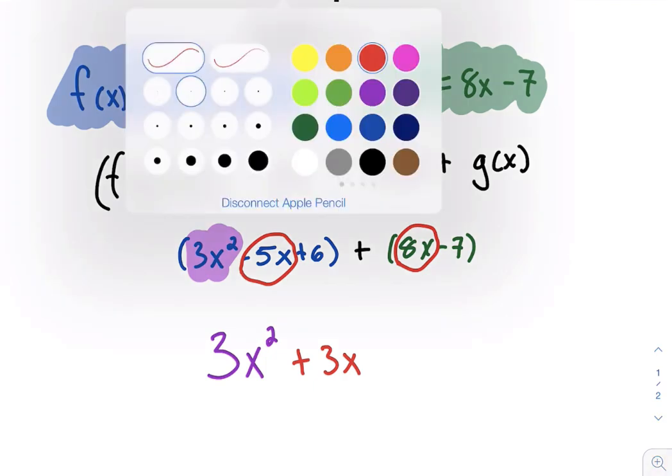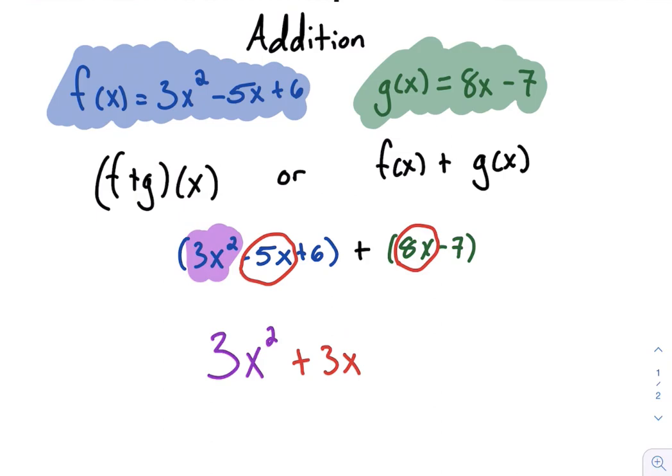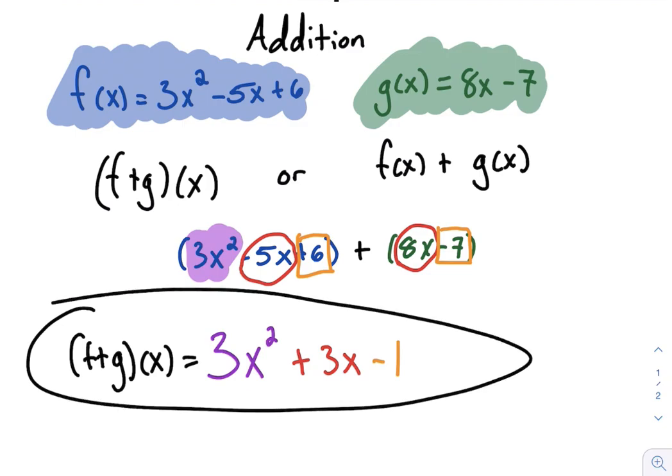And then I want to take a look. So I've used the 3x squared, the negative 5x, and the 8x, and see what terms are left over. In this case, I still have this constant term of plus 6. So again, you may want to use shapes instead of highlighting. Maybe use a square now for this. So I have a plus 6, and then I see a minus 7. So I can add those together. 6 plus negative 7 is a negative 1. And then I have the final answer. If I wanted to write it, I could use that notation on the right, or on the left side. f plus g of x equals 3x squared plus 3x minus 1.